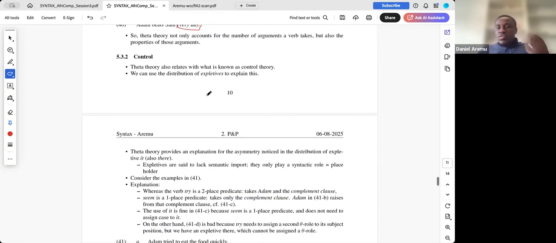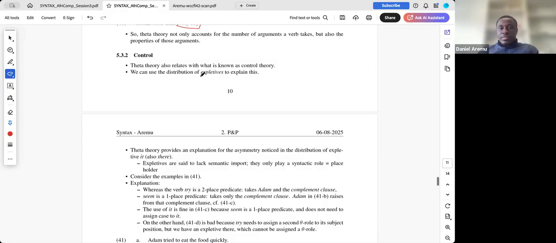So this shows the interrelatedness between these different modules of grammar. Binding, theta role, control. You will see how they are interwoven. So you cannot leave one and just say you want to deal with the other, because in a way, what you know in theta role will help when you are discussing control, and that's what you will see now.